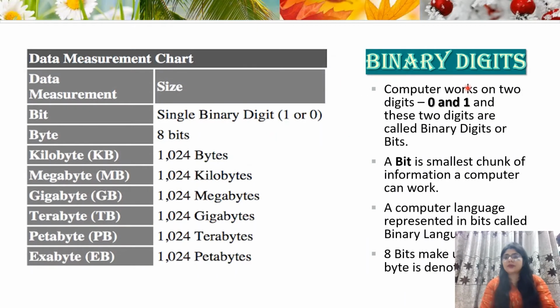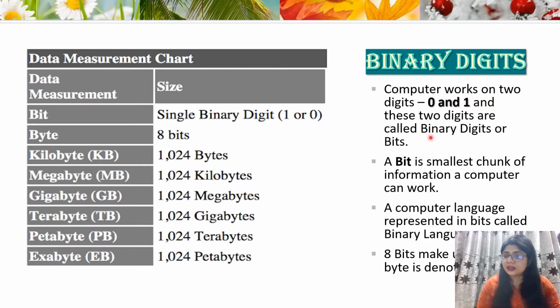Next comes binary digits. Children, always remember that our computer understands only one language, and that is called binary language. Binary language has only two words, and that is 0 and 1. Computer understands everything in these two numbers, only 0 and 1. Okay, nothing except this is understandable by the computer. So computer works on these two digits.